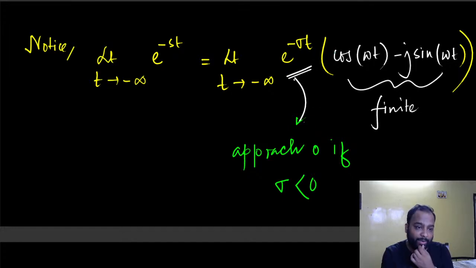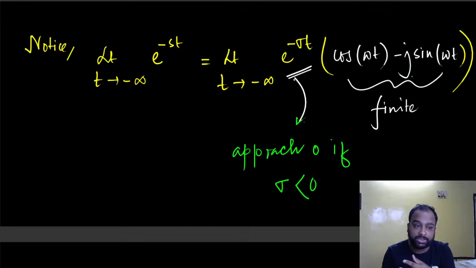If sigma is a negative quantity, once again look very carefully, say sigma is minus 1, then I would essentially have e to the power t, right? And when t is minus infinity, it becomes e to the power minus infinity. So that way it becomes 0, right? So it will approach 0 if sigma is less than 0. And of course this one is finite, so I would have a 0 multiplied with a finite complex number, so the whole thing will become 0.